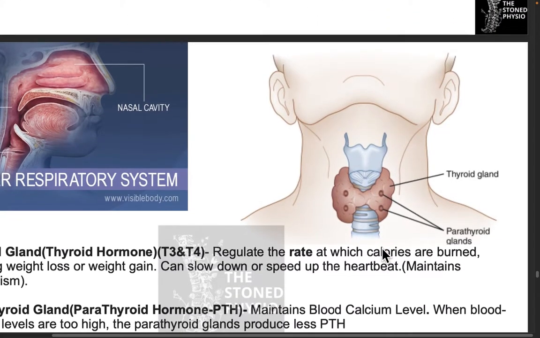And then let's talk about these glands. Okay, here we can say we have the thyroid gland and the parathyroid gland, okay. This is our thyroid gland, okay.